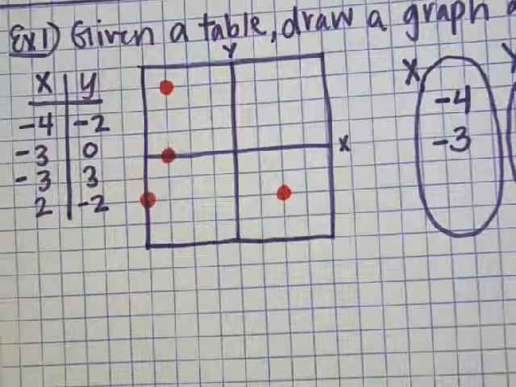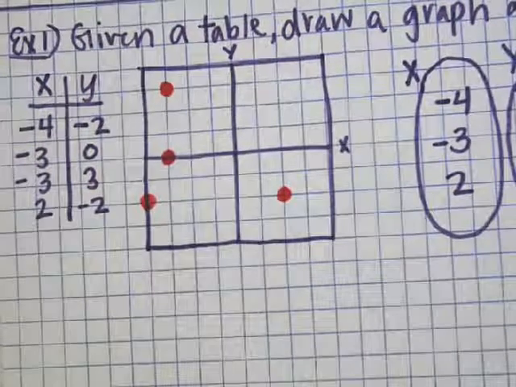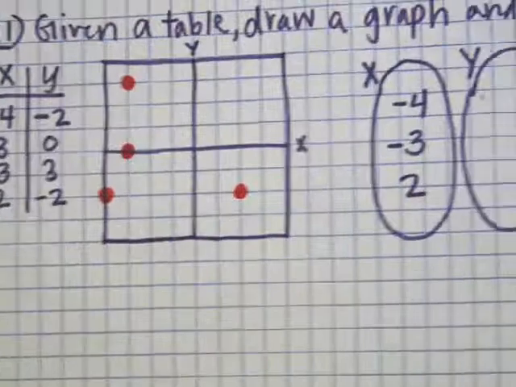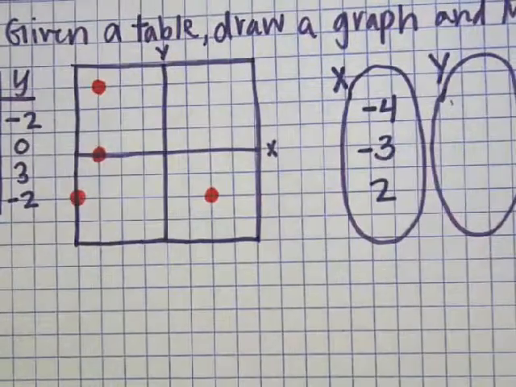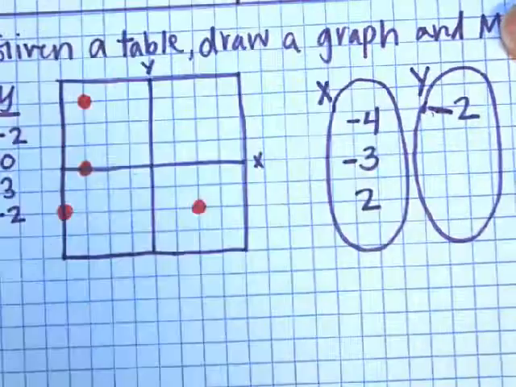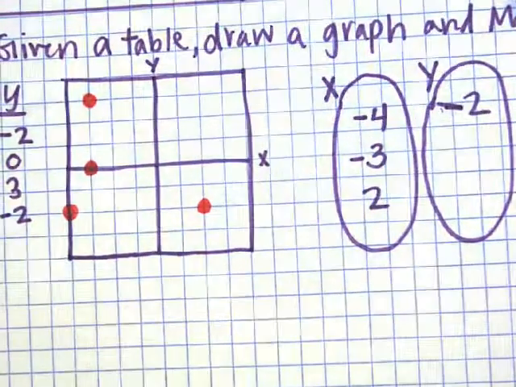And then the next smallest number is +2. And then I'm going to do the exact same thing with my Y's. My smallest Y is a -2, and I'm not going to write it twice. I know it's on there twice, but we're not going to write it twice, just one time. And then 0, and then 3.